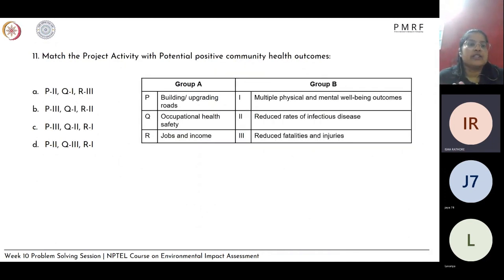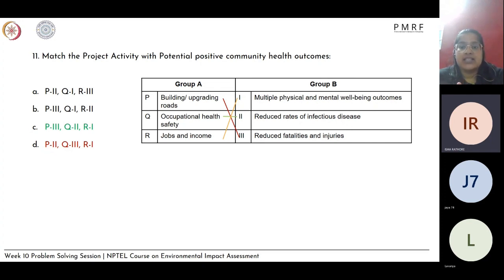So moving on to question 11, match the project activity with potential positive community health outcomes. So we have different activities in group A, and in group B, we have health outcomes, which are positive. So building or upgrading roads is associated with reduced fatalities and injuries due to accidents caused because of traffic movement. So P matches with 3.